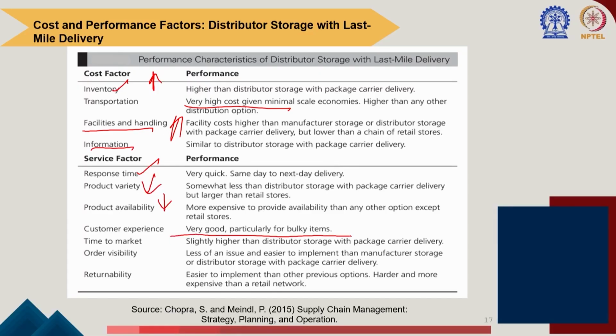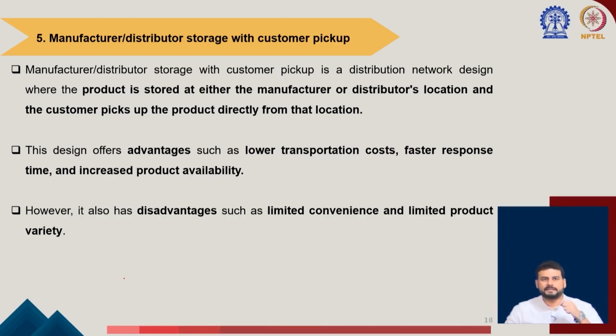Customer experience is very good, because you are shipping the product directly to the customer location. Time to market will take more time, because you are taking time to ship the product. Order visibility, you can easily implement that if you have implemented an Amazon, Flipkart, Walmart kind of system. Returnability is easy, you need not visit the shop, you just click on return on the platform, and then it will be returned to the distributor or retailer, wherever you are maintaining the inventory.